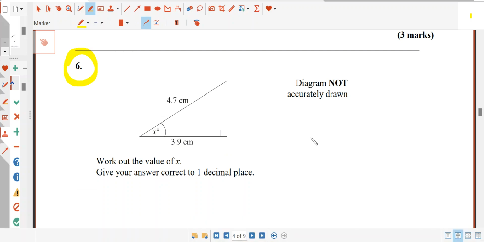Okie doke. Let's go through the homework. The question then. Who is going to talk me through this question? Luke.